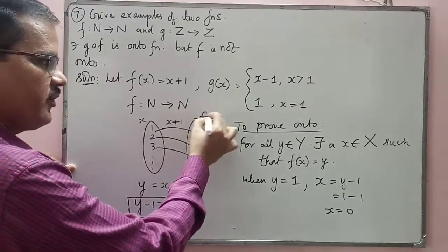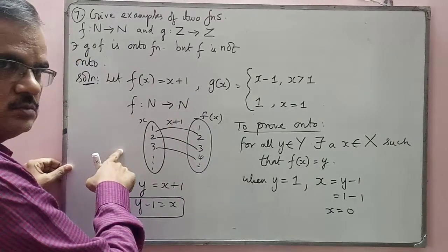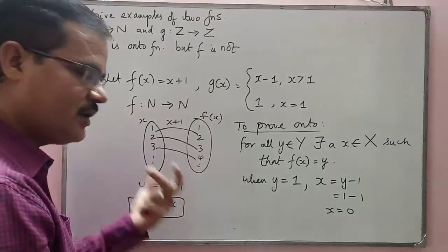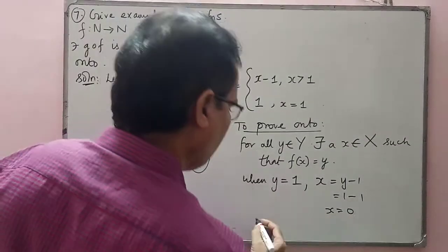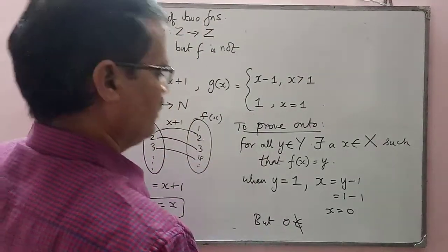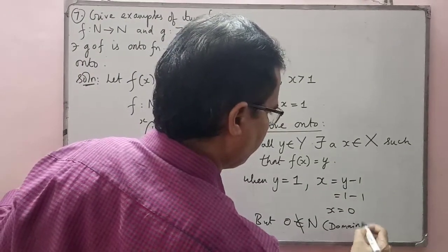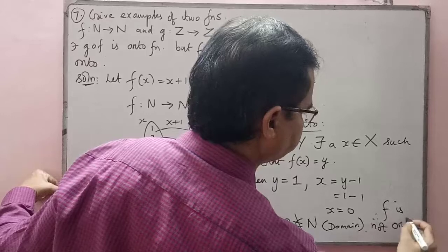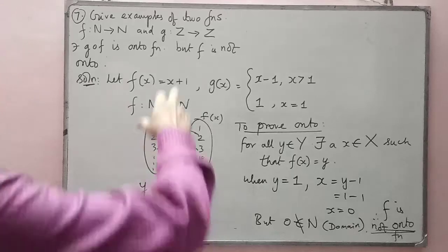This is x, and this is f of x, as we always know. So you don't have an x equal to 0 here. So 1 can be mapped only with 0, and you don't have a 0 in the domain. So this element is left behind, and one element left behind means it is not an onto function. When y equals 1, we see that x should be equal to 0, but 0 does not belong to N, which is your domain. Therefore f is not an onto function. We have proved it.